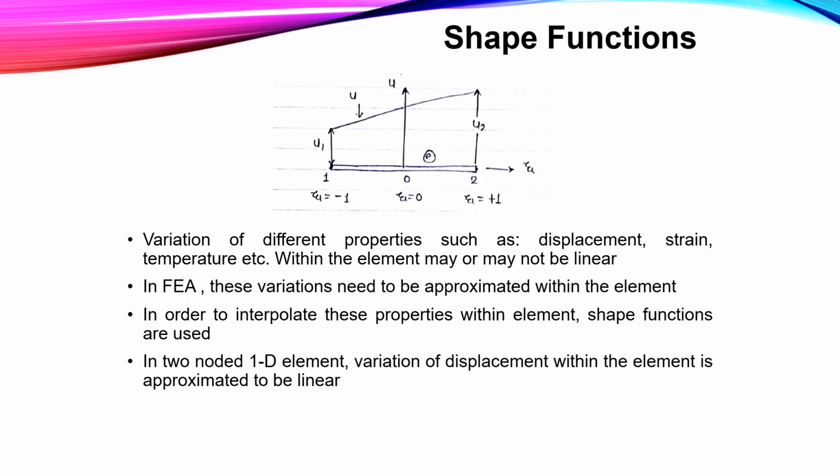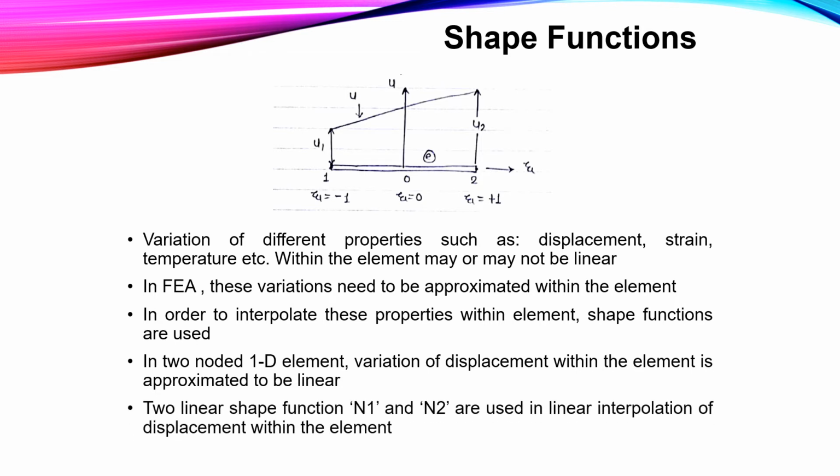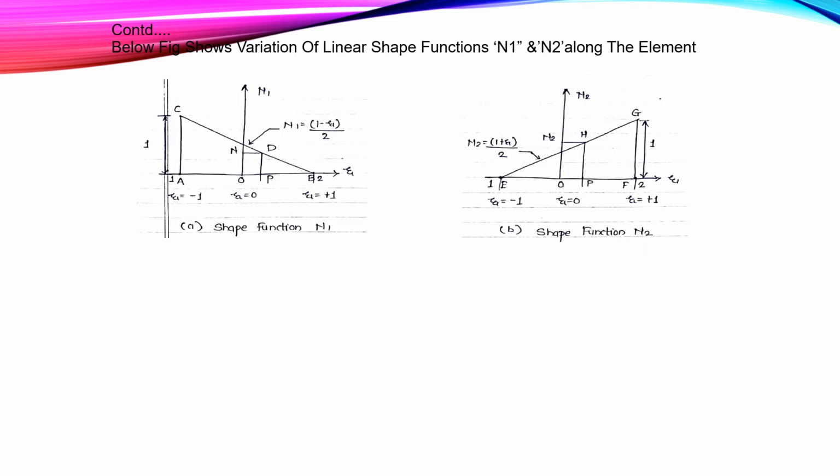That is the one-dimensional two-noded element, and the variation of displacement: on the first node u1 displacement is there, while on the second node u2 displacement is there, and this is the variation. But if we need to find the displacement at any point on this bar element, then we need an interpolation function, and this interpolation function is known as the shape function in finite element analysis. Two linear shape functions, N1 and N2, are used for linear interpolation of displacement within the element.